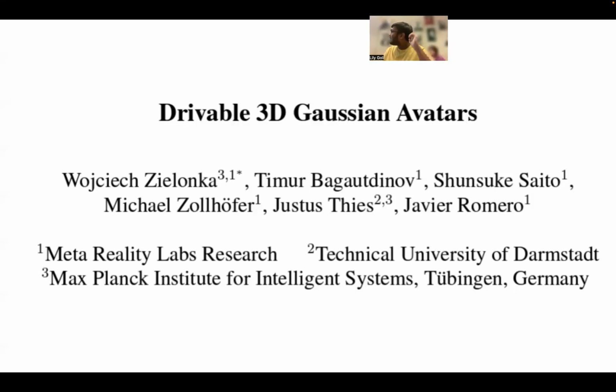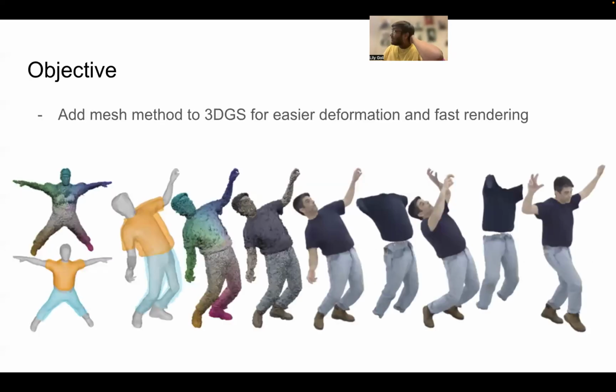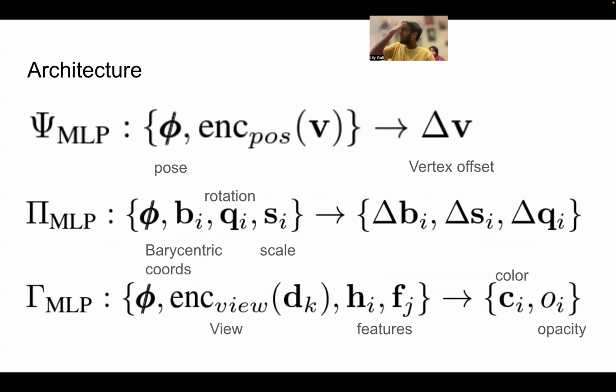Okay, so our paper is Drivable 3D Gaussian Avatars. Our objective is to deform the Gaussians so that we can get fast rendering. This is trained on just humans. So we'll have 3 MLPs for 3 things: one for face, one for body, and one for garments.